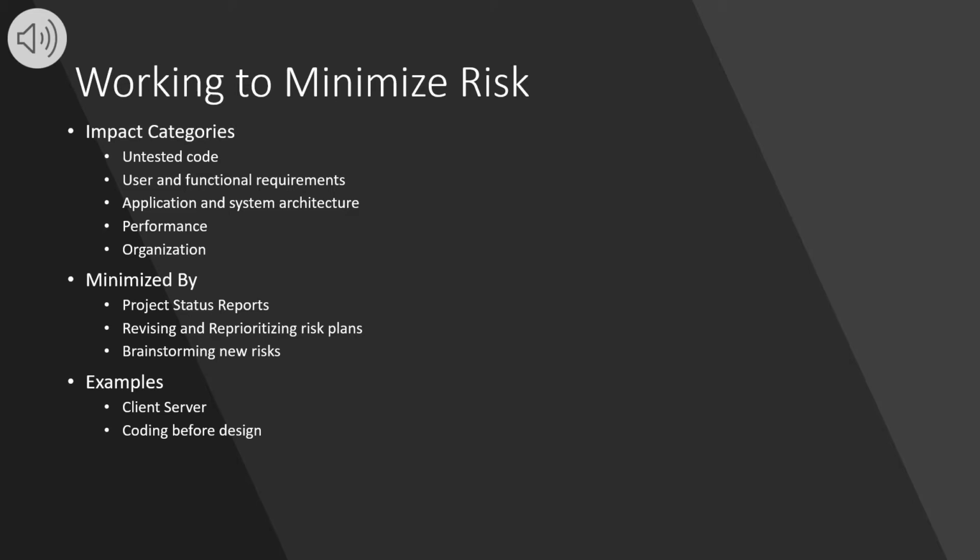In the efforts of mitigating risk, there are 5 types of risk impact categories, which include new, untested code, user and functional requirements, application and system architecture, performance, and organization. These 5 categories are minimized and monitored by publishing project status reports and including risk management issues, revising risk plans according to any major change in the project schedule, in addition to reprioritizing risks, eliminating those with the lowest probability, and brainstorming potentially new risk after changes to the project schedule have been made.